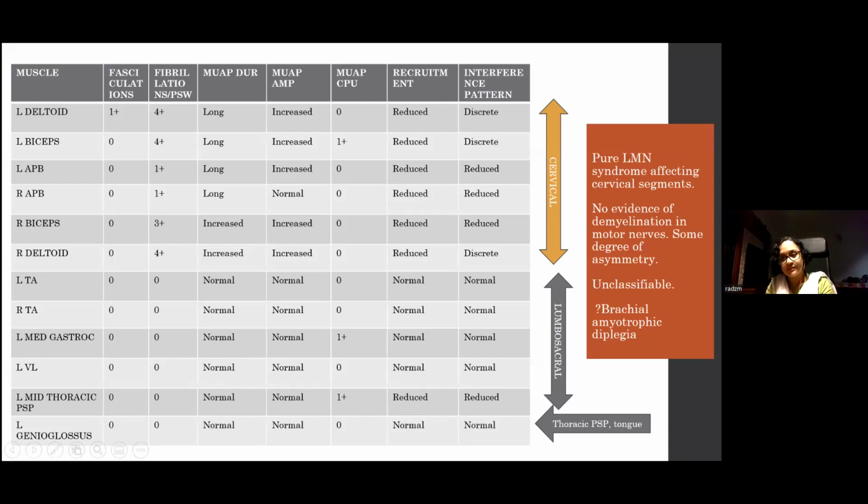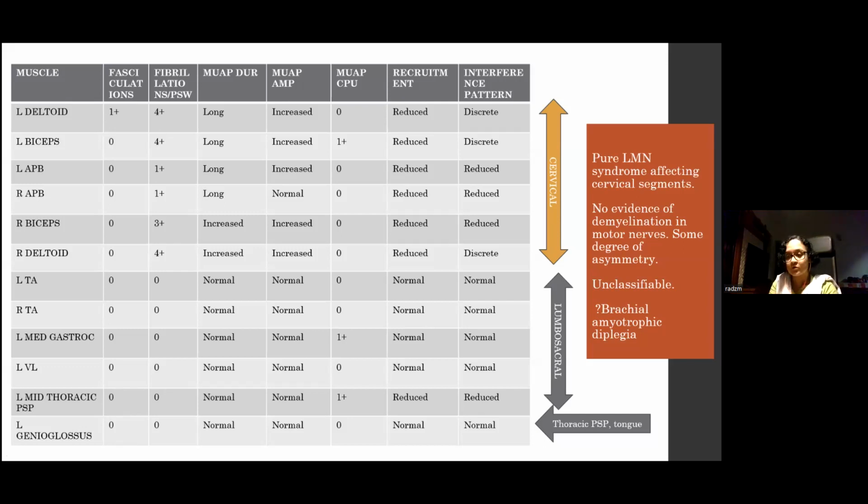There is no evidence of demyelination of motor nerves. It's important when you are faced with a pure LMN syndrome to make sure that you're not dealing with a multifocal motor neuropathy with or without conduction blocks. So very important, because those are treatable conditions. Very important to exclude demyelination. There is some degree of asymmetry, agreed, but that's neither here nor there. It really doesn't make a difference. But essentially, to us, it's unclassifiable.